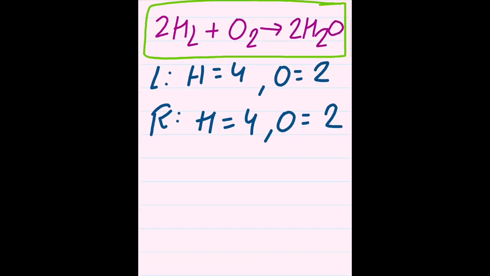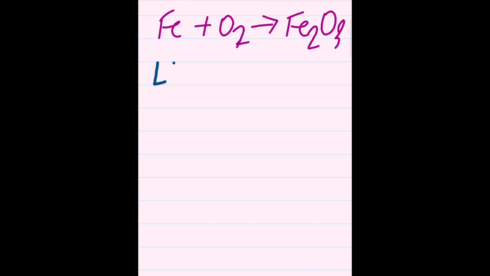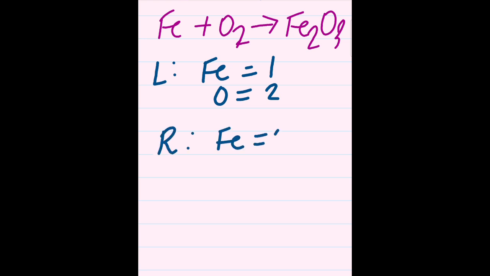Now let's try a different example. Fe plus O2 forms Fe2O3. We will solve it together. The first step is to count the atoms on both sides. On left hand side there is 1 Fe and 2 oxygen, and on the right hand side there are 2 iron and 3 oxygen. Both iron and oxygen are not balanced, so we need to balance both.